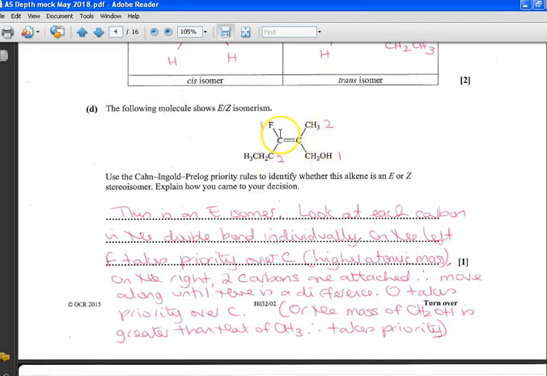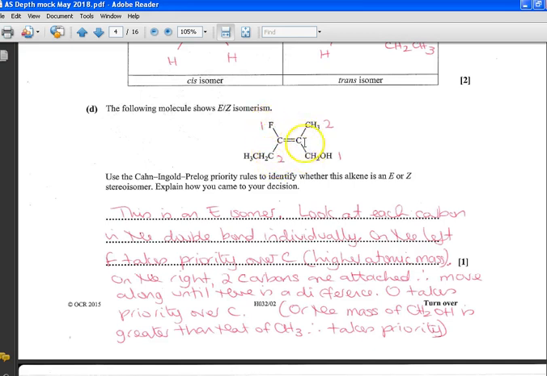So we look at this carbon here, and we look at what is joined to it, and we look at the atomic mass of those two elements. So we've got fluorine and carbon. Fluorine has a higher atomic mass than carbon, so that is assigned number 1.